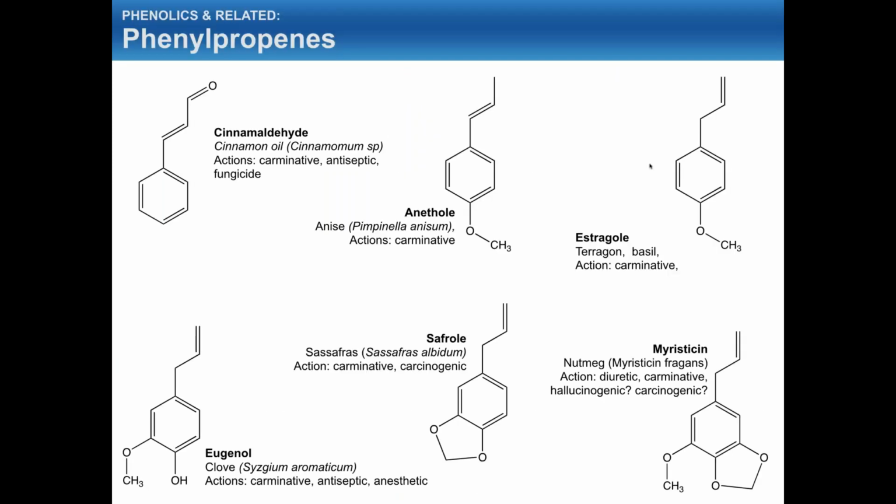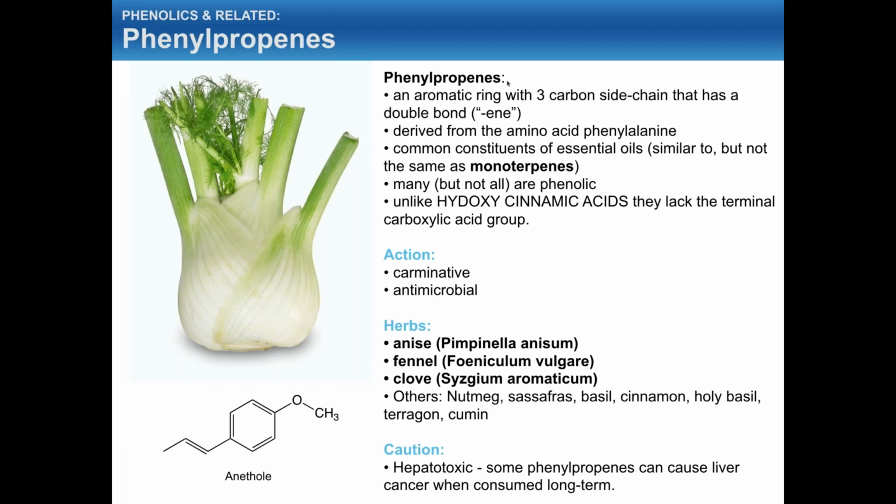And you don't have to know the chemical structure on the exam. What you probably want to know for the exam is that phenylpropenes have that phenol ring with a three carbon side chain, but I'm not going to ask you to look at this structure and know that it's anethol. It's just in general knowing patterns to it. I'm not going to go into a lot of specifics on it. You just have to know the basic structure.